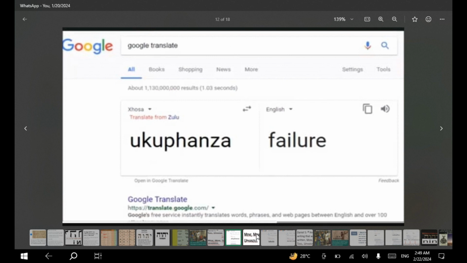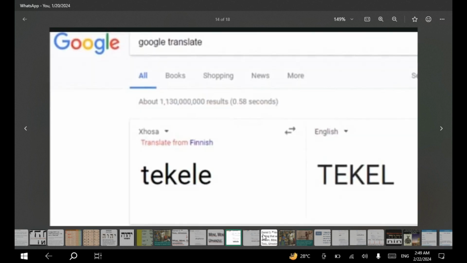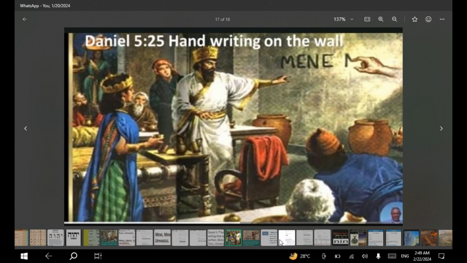See that? Tekele, in English they say tekel because they don't have that word there. No, it doesn't have that word there. See that?